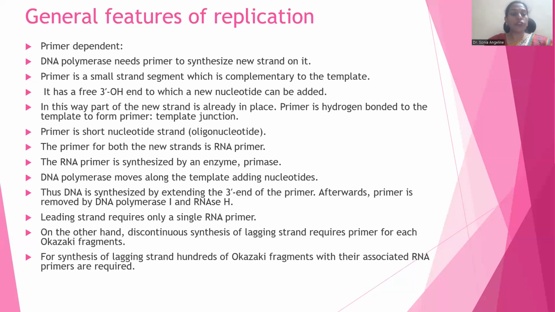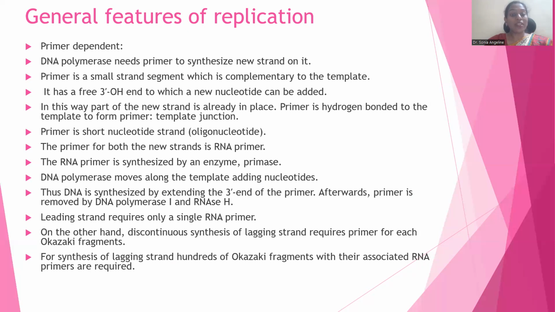The primer for both the new strands is an RNA primer. The RNA primer is synthesized by the enzyme primase, and the DNA polymerase moves along the template, adding nucleotides. Thus, DNA is synthesized by extending the 3' end of the primer. Afterwards, the primer is removed by DNA polymerase 1 and RNase H enzymes.